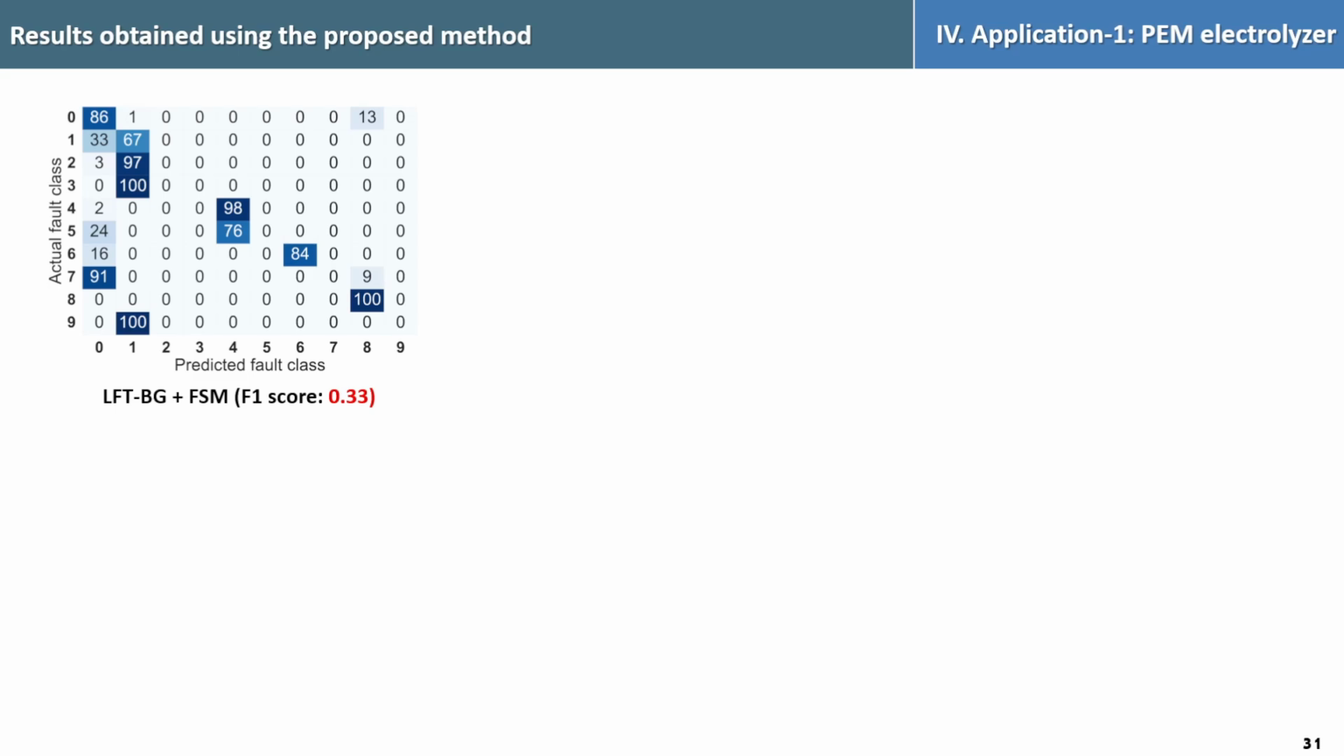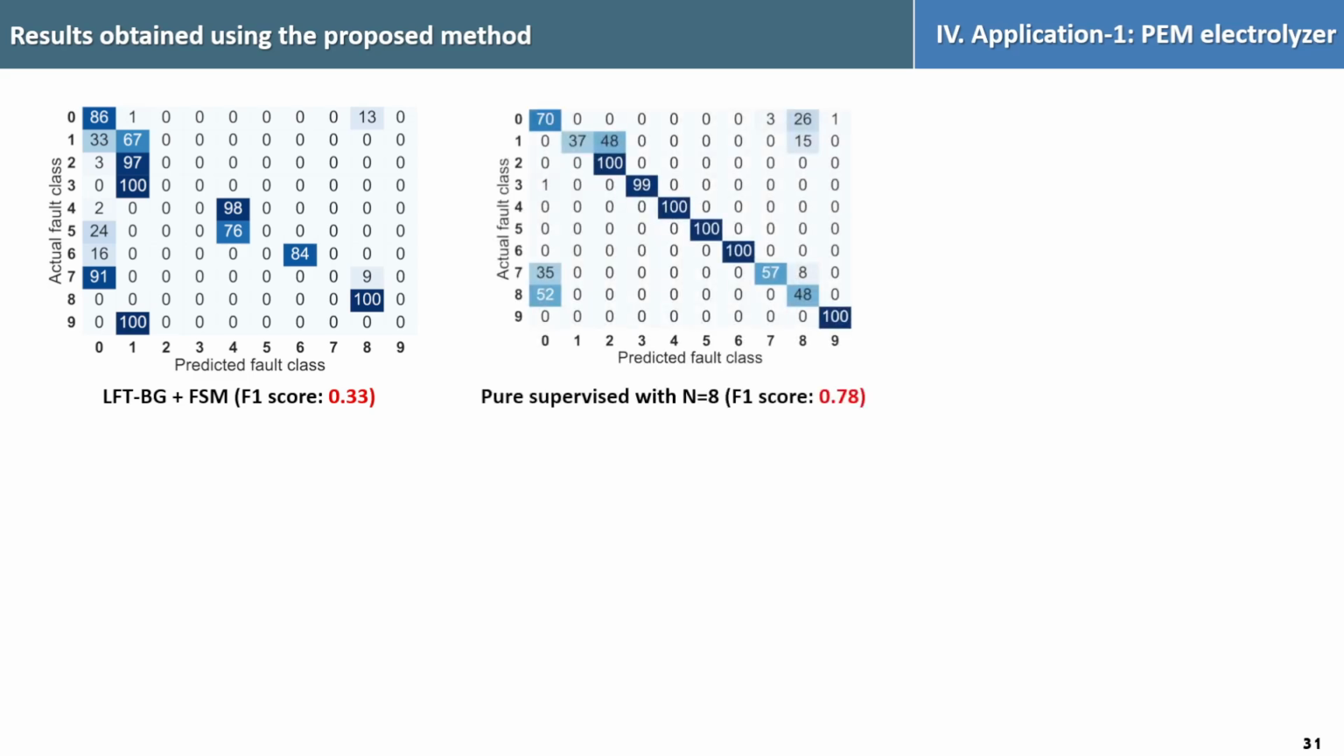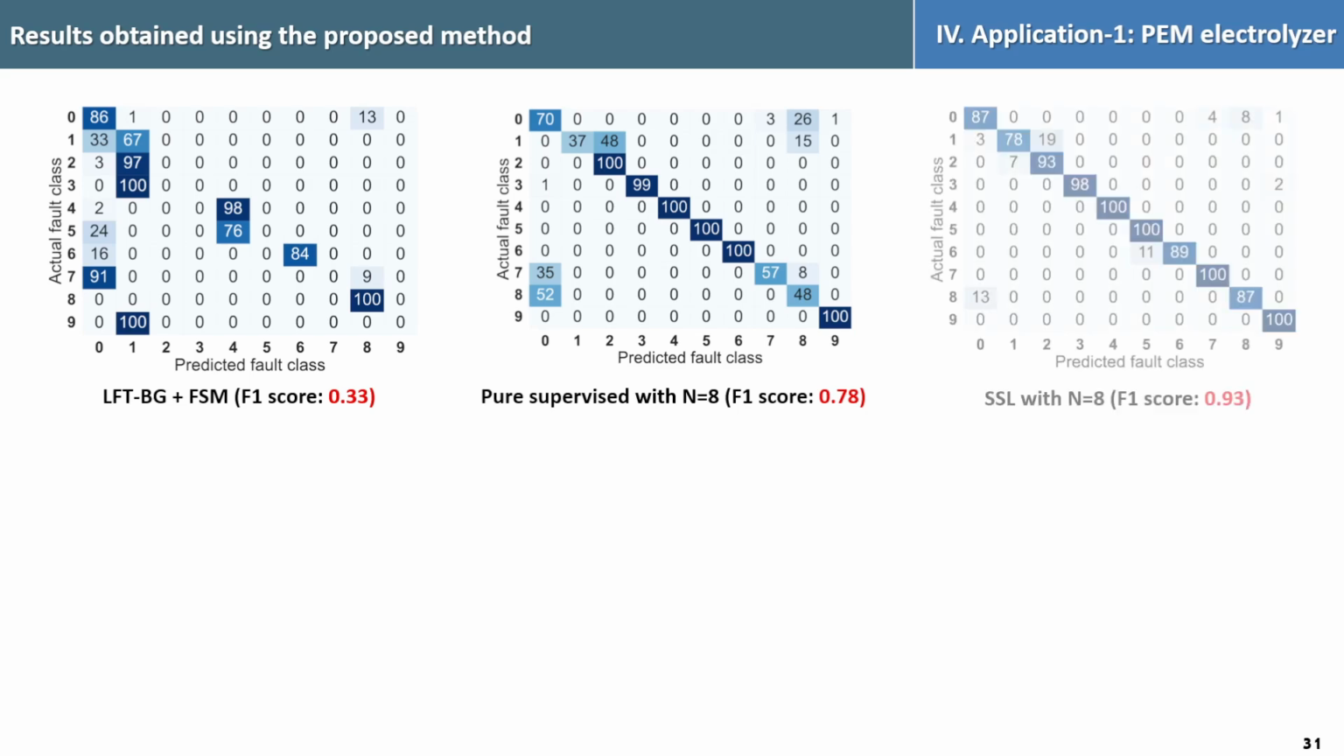So now let's discuss the outcome of our proposed method. Initially, using the physics-based model with the fault signature matrix, we achieved an F1 score of 0.33. Shifting to a purely supervised approach with 8 samples per fault class, we improved to an F1 score of 0.78. The significant breakthrough came with our self-supervised learning method using the same number of training samples, resulting in an exceptional F1 score of 0.93, indicating a substantial enhancement.